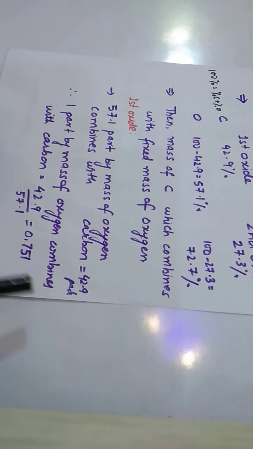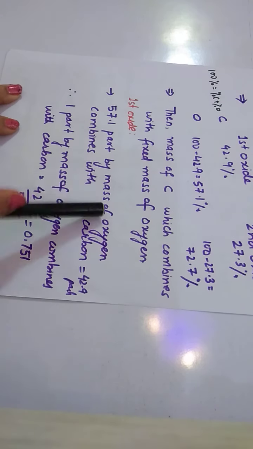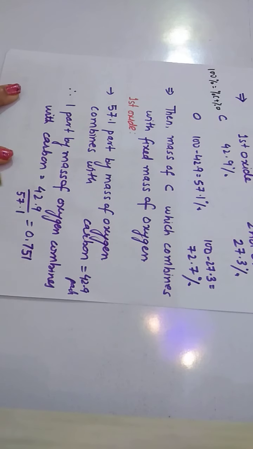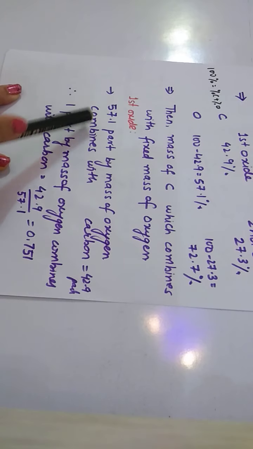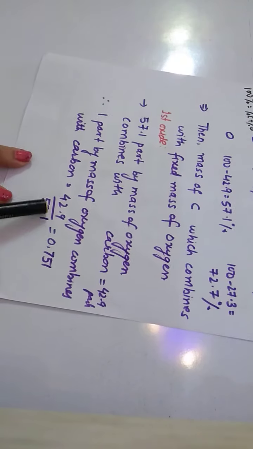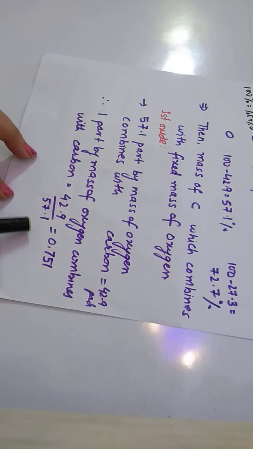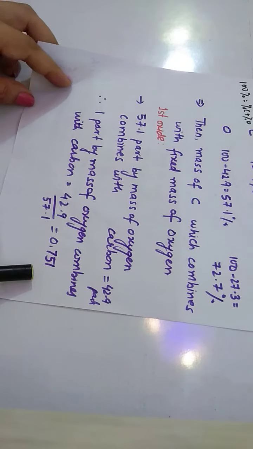In the same way, now the unitary method: 57.1 parts by mass of oxygen combine with 42.9 parts of carbon. So 1 part by mass of oxygen combines with how much carbon? Unitary method, 1 part how much? This will go in the denominator. So 1 part will be with 42.9 upon 57.1. So it will come out to be 0.751.